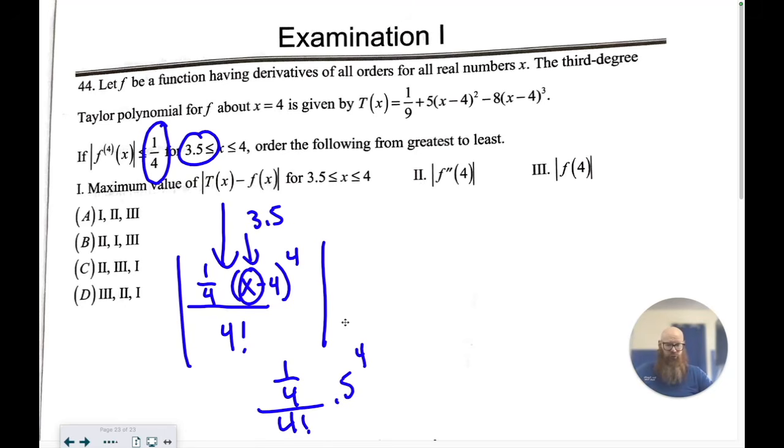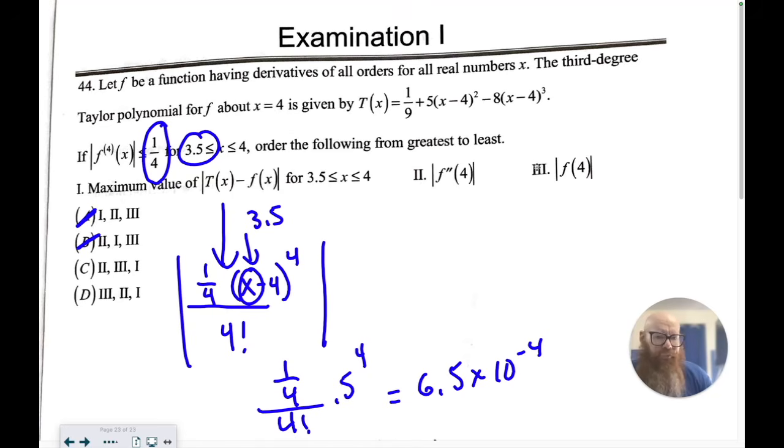I think what I would do from there is just plug that into a calculator, but it's going to be a tiny number. So if we get 0.5 raised to the fourth divided by 4 factorial, which is 24, we get this tiny number, 6.5 times 10 to the negative 4. So that is clearly going to be the least, because these are absolute values. So we know that number 1 is. So we're doing greatest to least. So this can't be A or B. Number 1 has to be last.